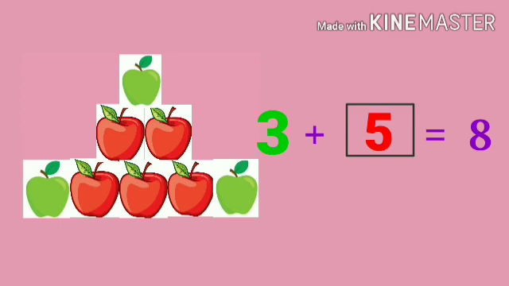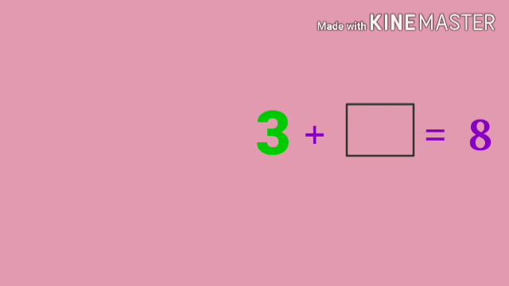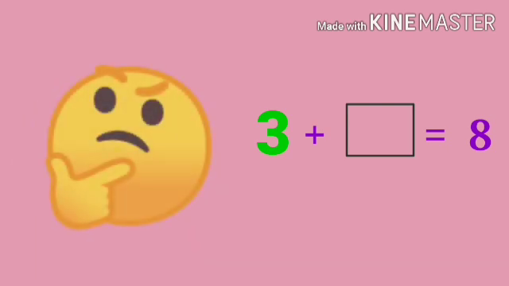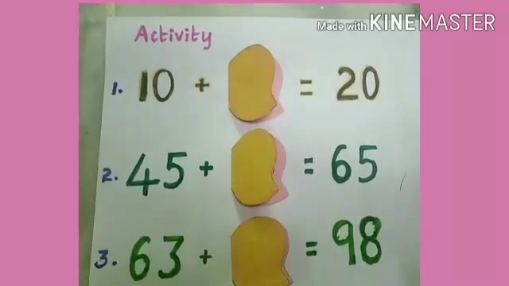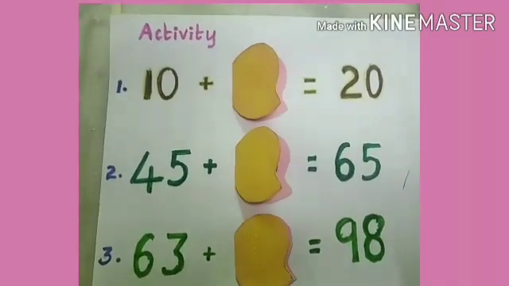Suppose there is no picture, how do we find the number of red apples? Think it. Yes. Subtract 3 from 8, we get 5. That is, unknown number is equal to 8 minus 3 is equal to 5. Students, let us do activity.